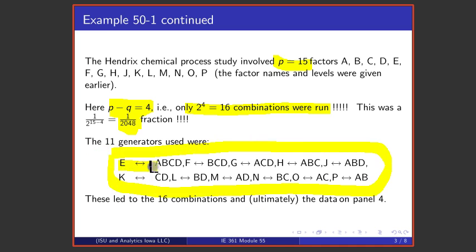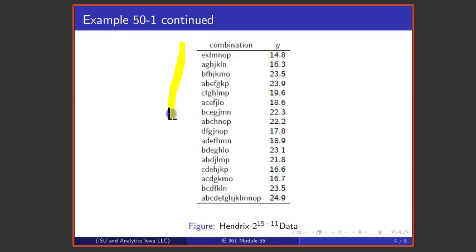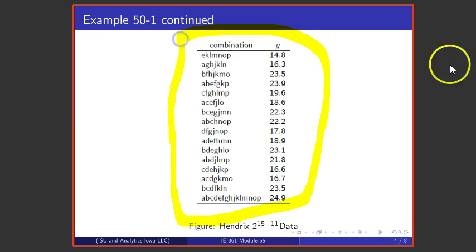Just to review, this E equivalent to A, B, C, D statement says that signs for levels of factor E were set as products of signs for A, B, C, and D all together. Signs for B, C, D were used to set levels of factor F, and so on. That led to 16 combinations and ultimately these data. Here are the data that were collected in that Hendricks study. They are listed in Yates standard order as regards factors A, B, C, and D. Okay, 4 factors, each at 2 levels, 16 combinations.